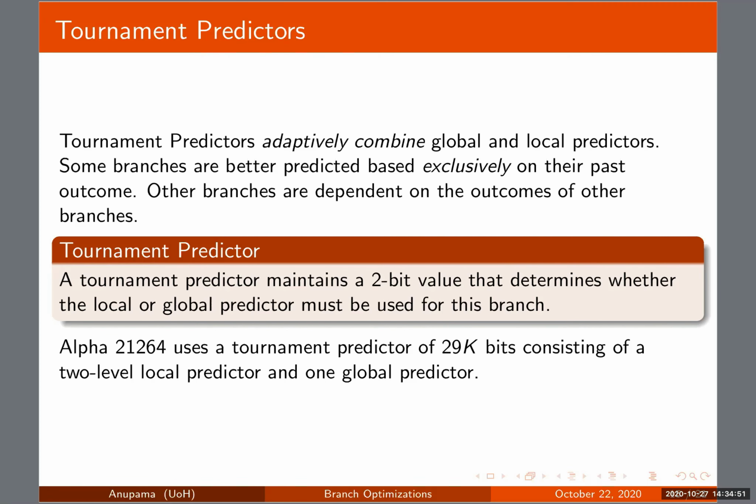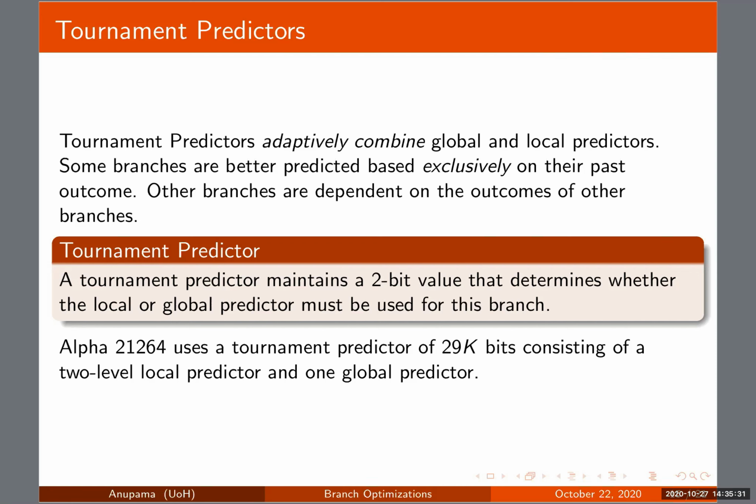The Alpha 21264 is the processor example that the book takes, and it uses an overall size of 29K bits in the predictor. Now, there is a problem in the 5th edition for the Alpha 21264 description. They missed out, I think, at least one paragraph in the 5th edition.